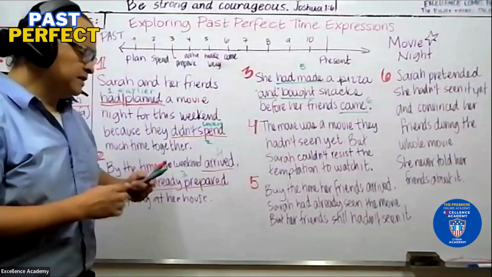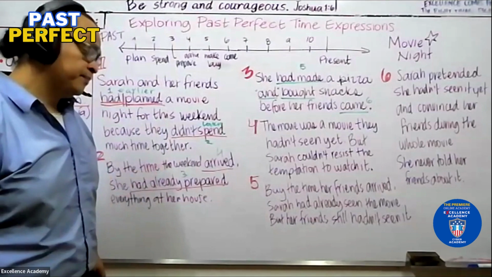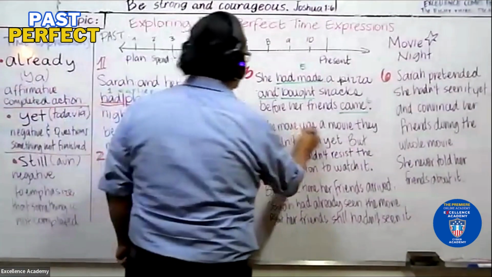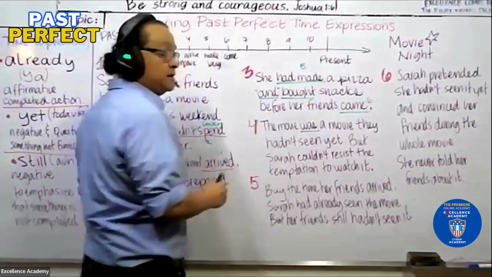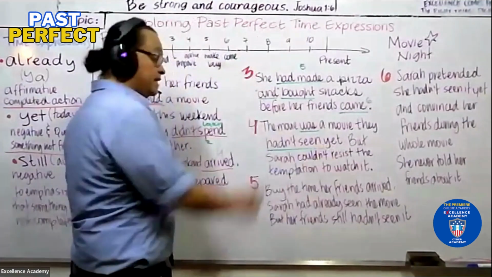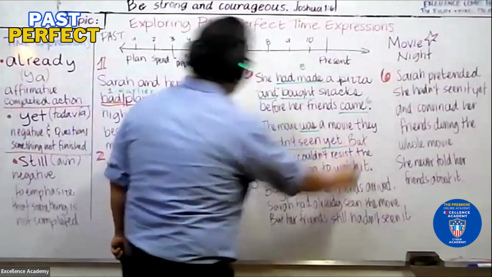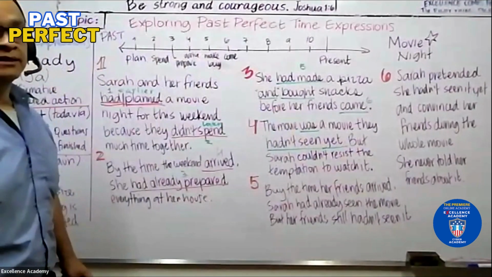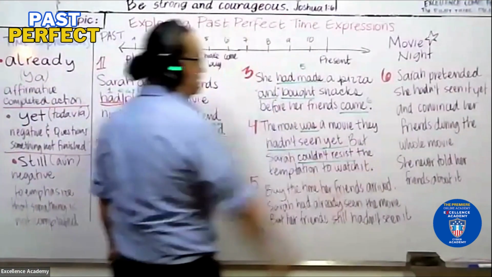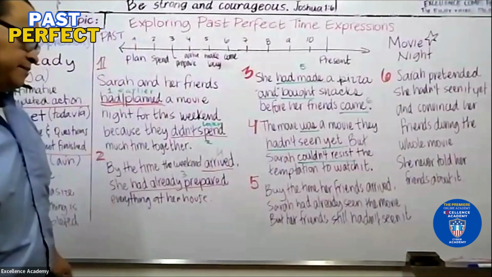How many past tense events do we have? Was a movie. Okay, yes, we got a movie. The other one? Hadn't seen yet. Exactly. And the other event? Couldn't resist. Okay, perfect.